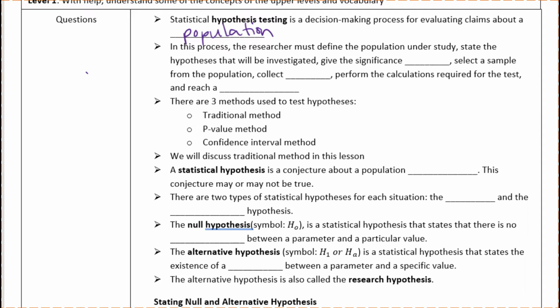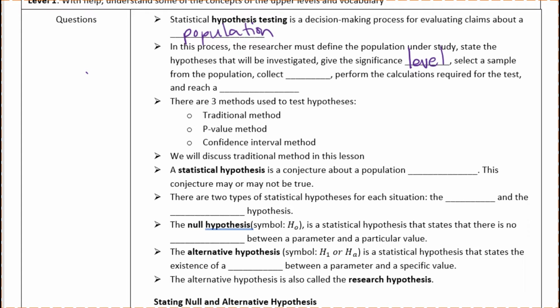In this process, you must define the population under study, aka in our example, the United States population. State the hypotheses that will be investigated. In our case, we want to test the mean, right? We want to test that the mean is, let's say, 80 years old or whatever. Let's say that the average age of the United States citizens is 60-something years old. Then we want to test that. Give the significance level. We'll talk about what the significance level is. This is just a hypothesis process.